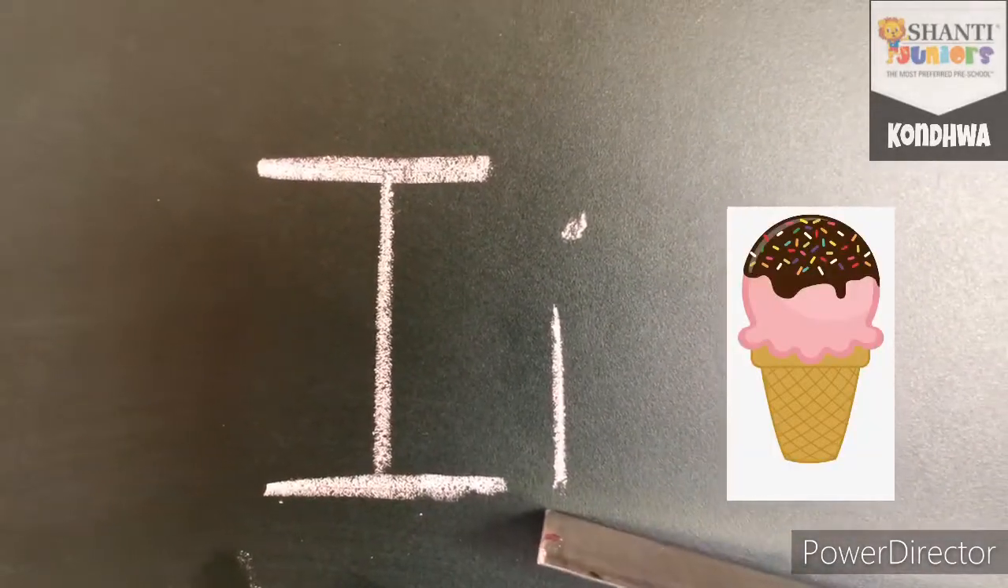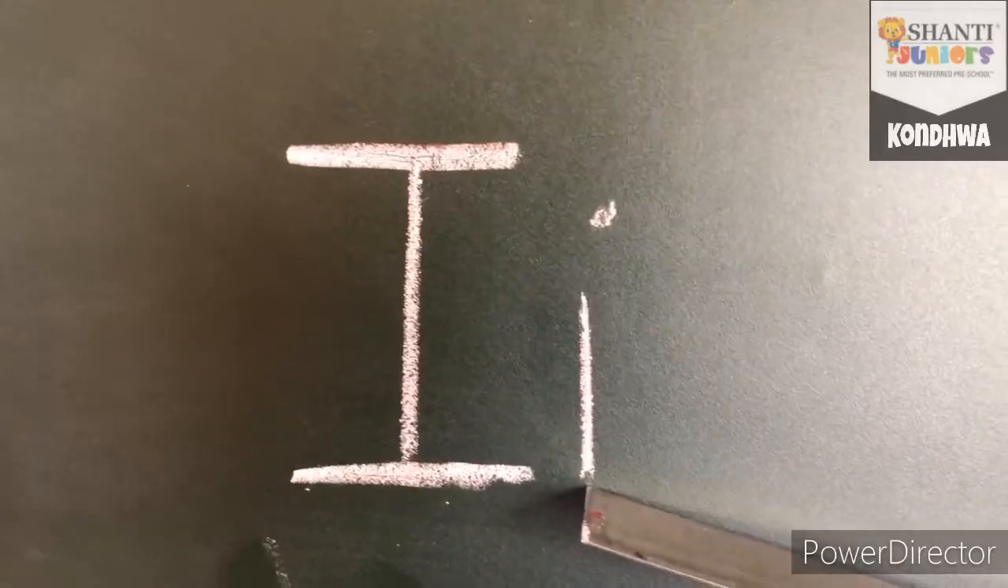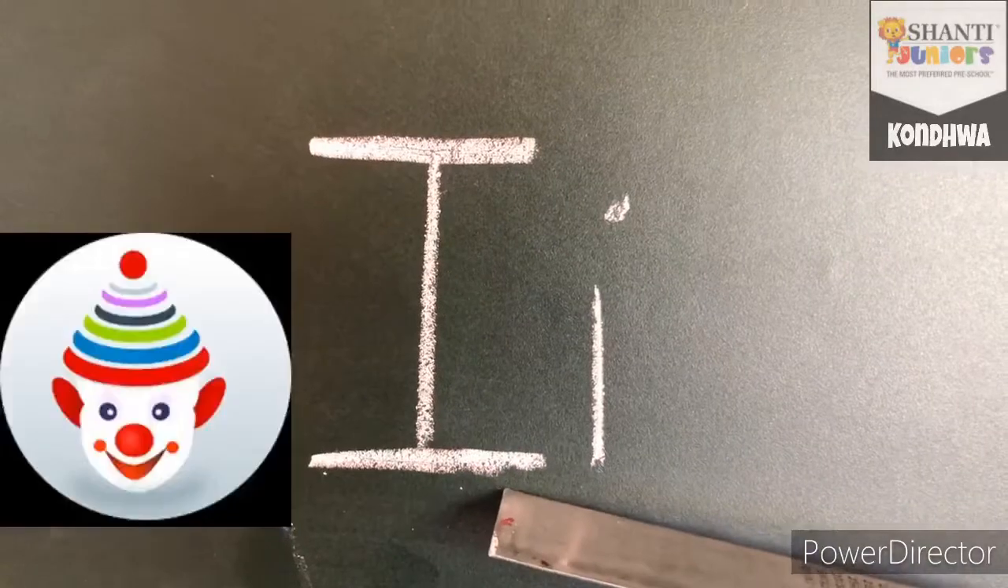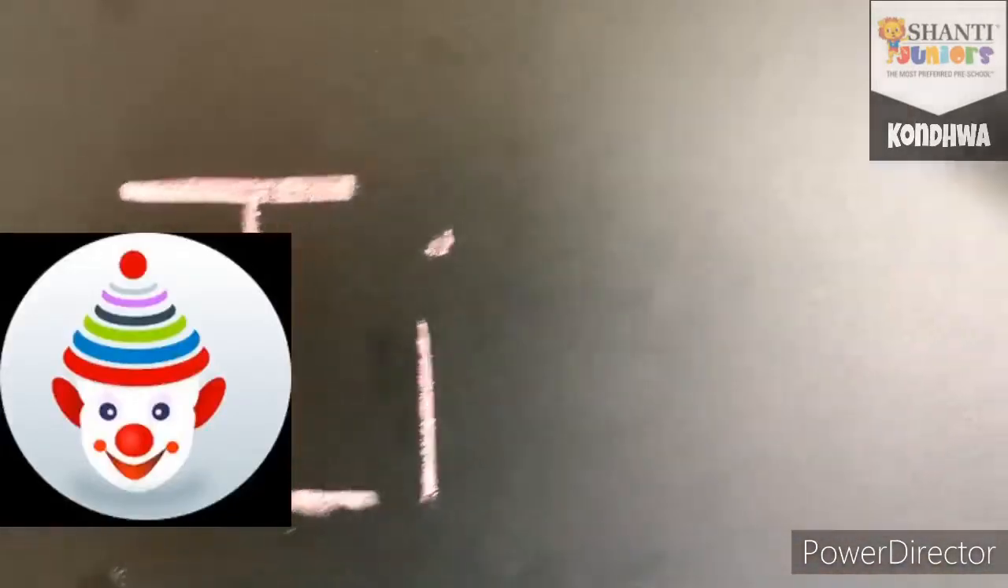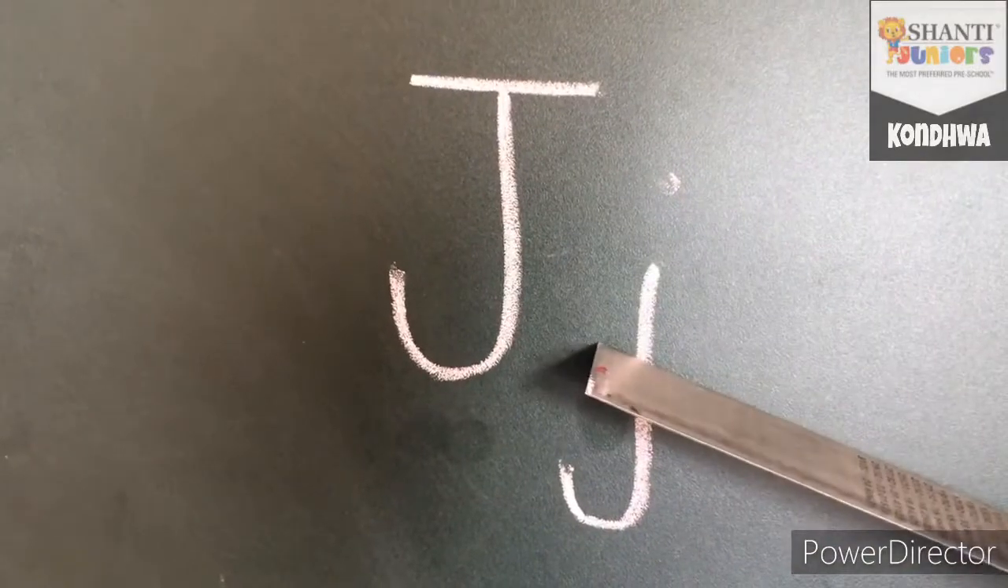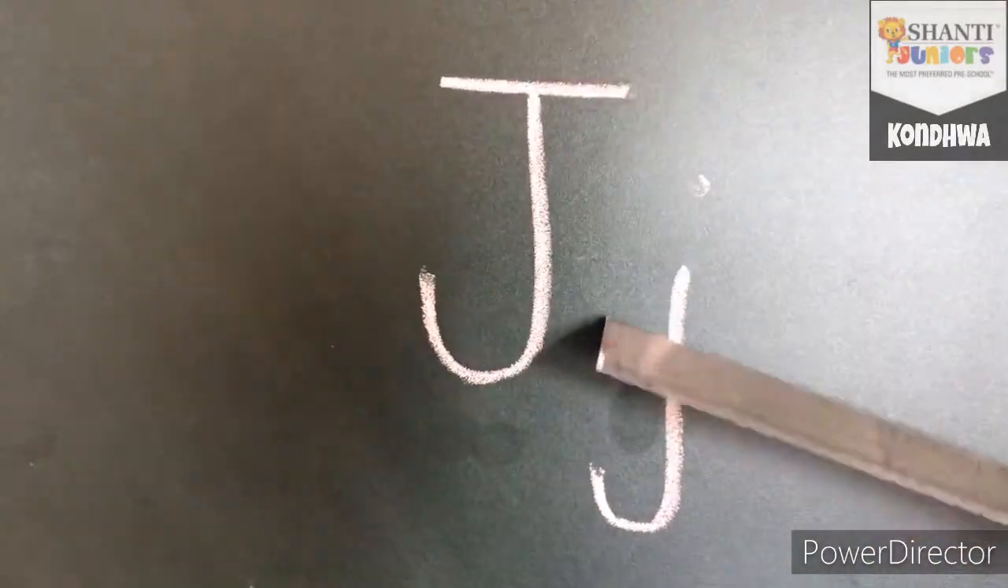I know you love to eat that. What comes from this? I for ice cream and I for ink. Now this is J. J for joker. J for jug.